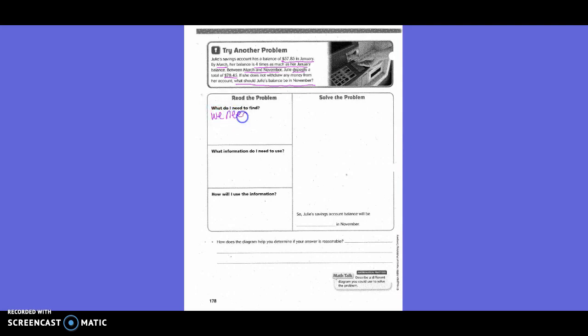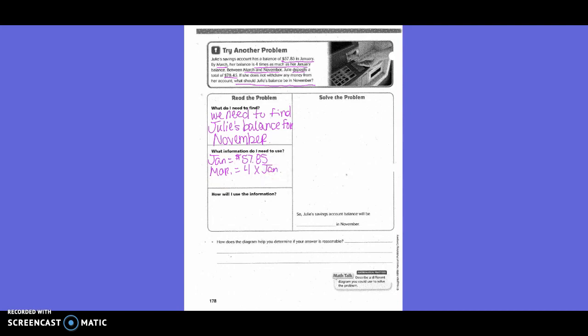We need to find Julie's balance for November. What information do I need to use? So, how much did she have in January? So $57.85. And then in March, it was 4 times as much as January, right?